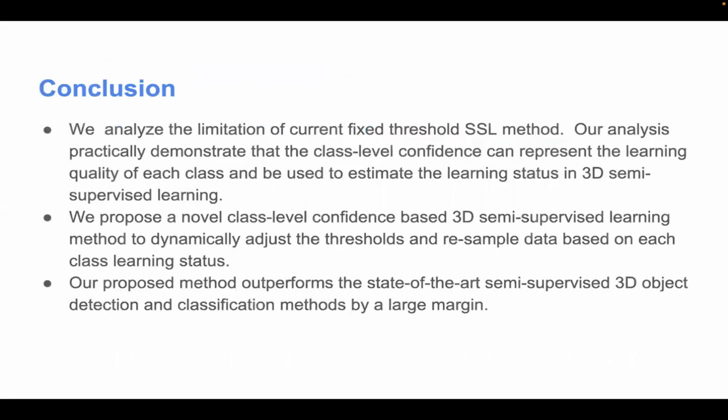So all in all, we have an interesting finding that the class level confidence can represent the learning status of each class in both 3D detection and classification tasks. Based on this finding, we propose a novel dynamic threshold and resampling strategy, and our proposed method outperforms the state-of-the-art methods on both 3D detection and classification tasks.